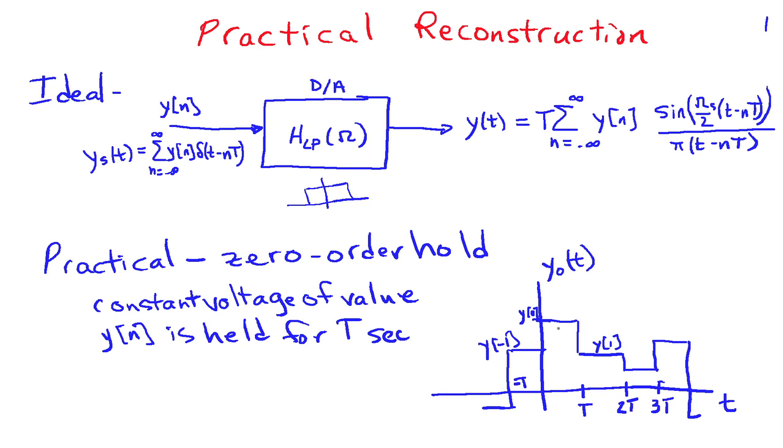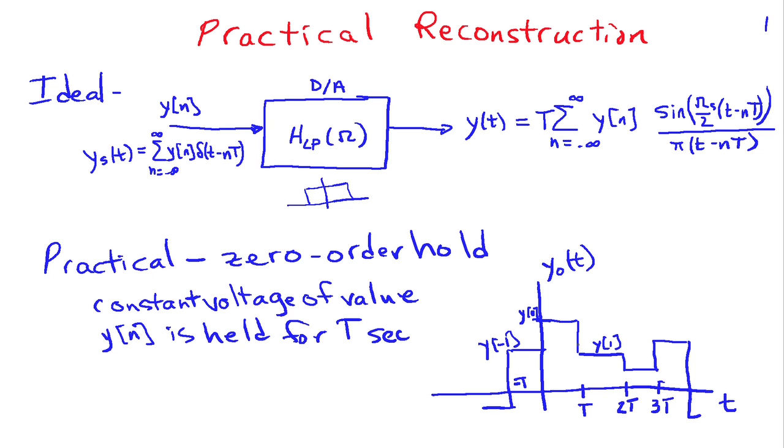And this is a very practical thing to do. We can just convert this number here, y of n, into a constant voltage and hold that until we get a new number. And then we have a clock that runs at T, and we simply convert each sample to a voltage and hold it. Okay, now this clearly is not the original signal, because the original signal was smooth, right? We had it band limited to satisfy the sampling theorem.